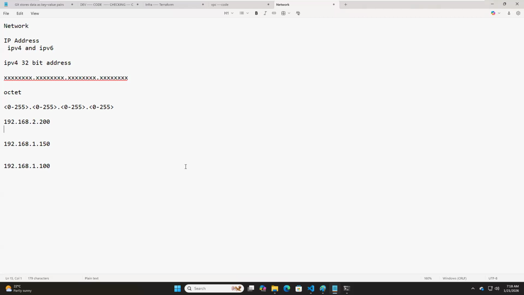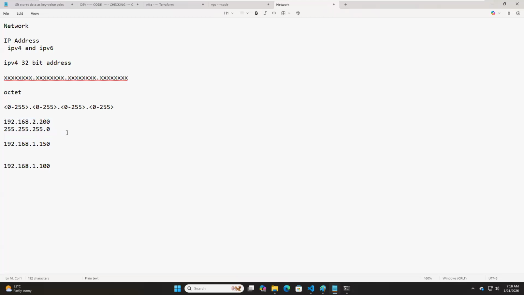A subnet mask is also a 32-bit address which divides the IP address into the network portion and the host portion. For example, I have a subnet mask like 255.255.255.0. What the subnet mask does here is tell the IP address that the first 3 octets are the network octets and the last octet is the host octet.